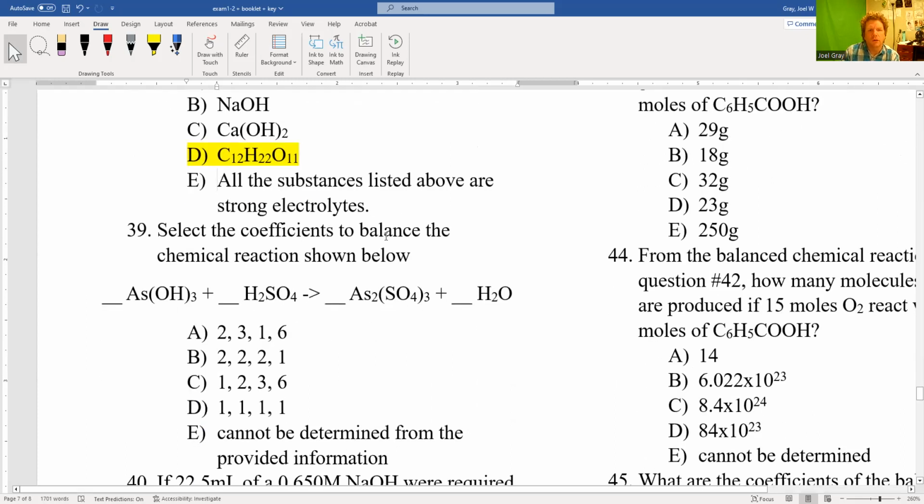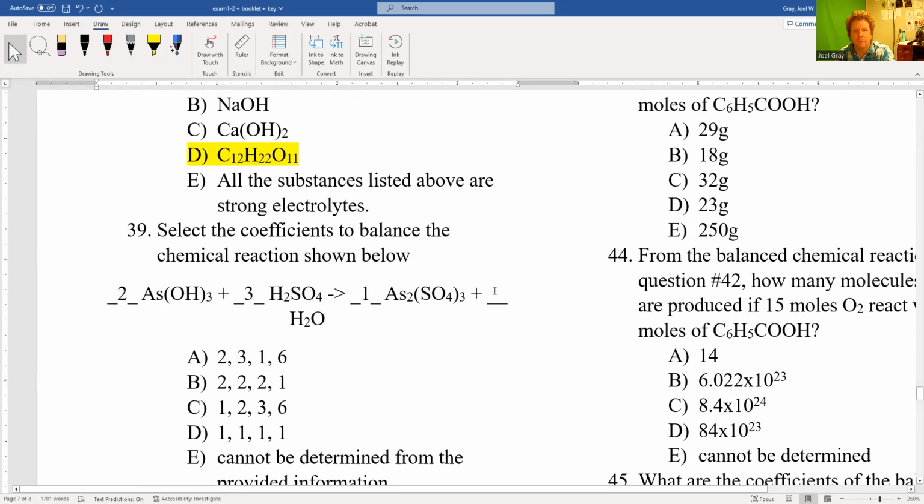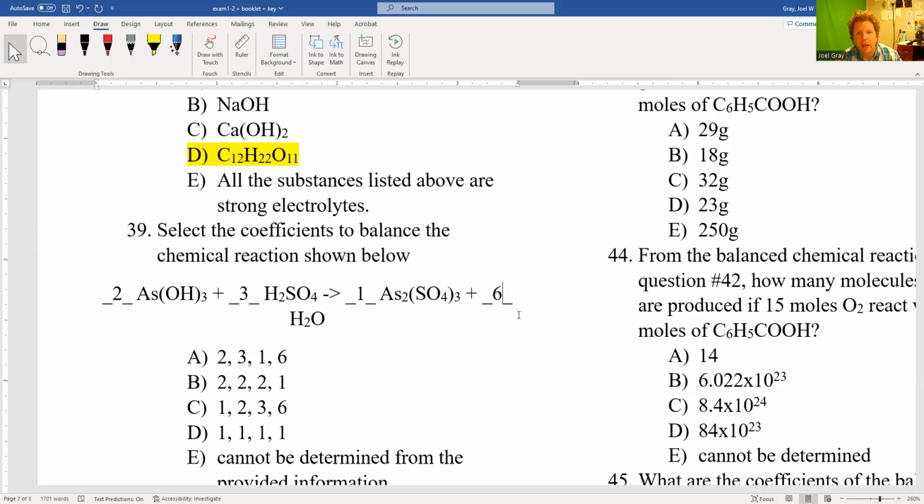Okay, select the coefficients to balance the chemical reaction shown below. Basically this is giving us some options, and there's a couple of different ways you could approach this question. One way is you could just pick answer option A and say, what happens if I have a 2 here? A 3 here? A 1 here? A 6 here? And go through and count it all out: if I selected that option, how many Als do I have on the reactant and product side? That's the approach I'm going to start with.